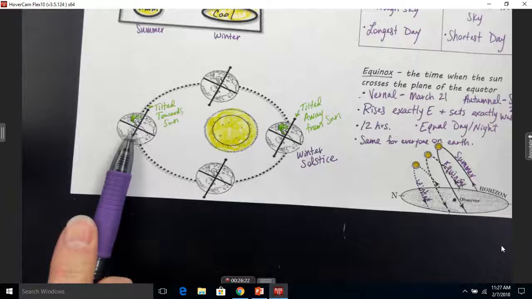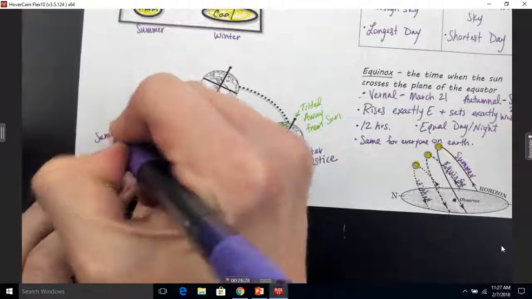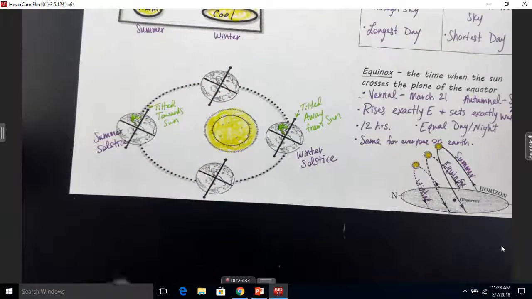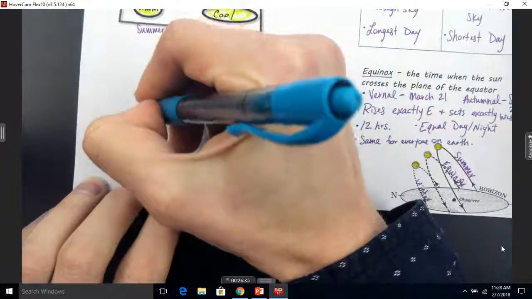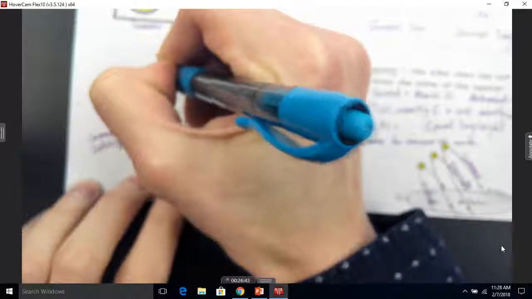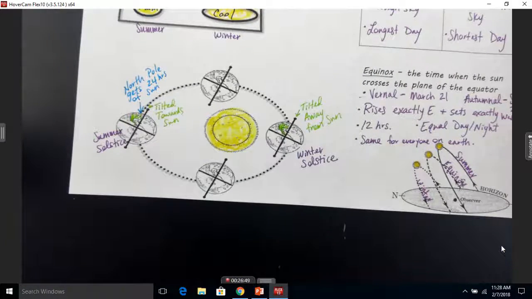What's this one? No, they're the equinox. Okay, actually at this point, the North Pole gets 24 hours of sun on that day, because they're tilted straight to him. Pretty much, yeah.